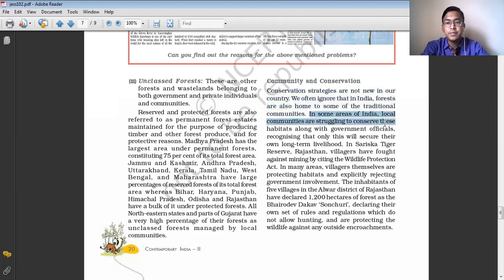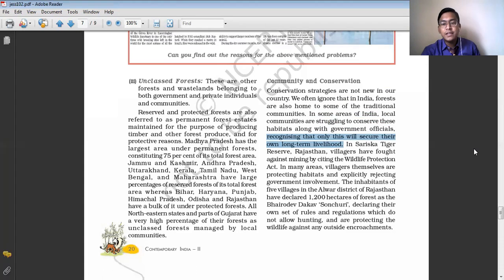In some areas of India, local communities are struggling to conserve these habitats along with government officials. They are working very hard to conserve the areas that are the habitat of different wild animals and wild plants, along with government officials and government organizations, recognizing that only this will secure their own long-term livelihood.